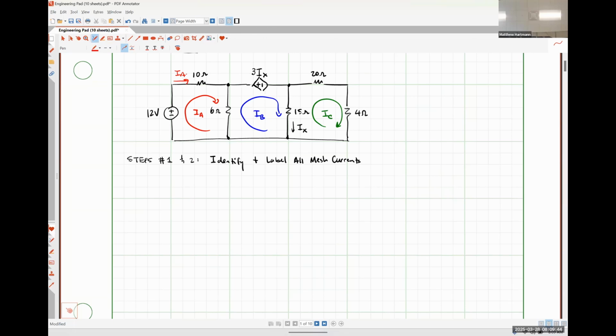All right, so we've got steps 1 and 2 taken care of. So our next step is going to be about our controlling variables. So step number 3 is going to be to express our controlling variables in terms of our mesh currents.